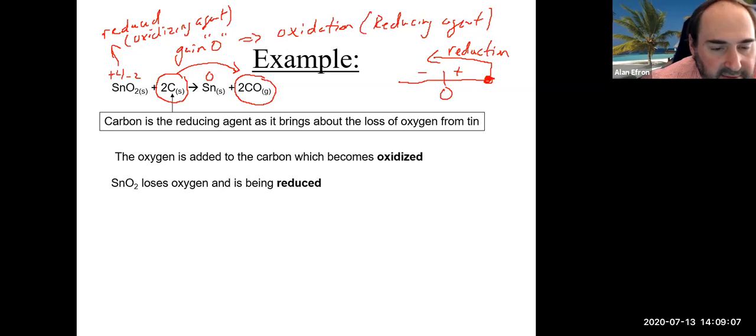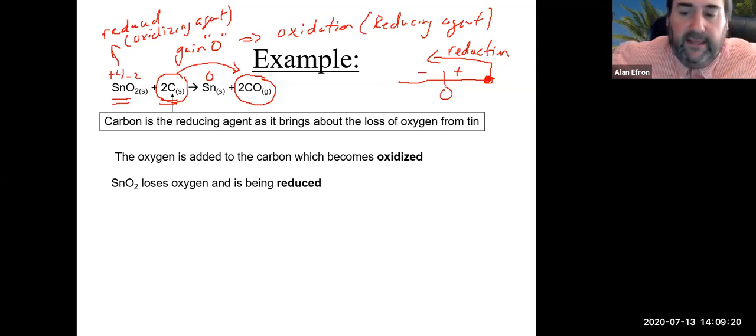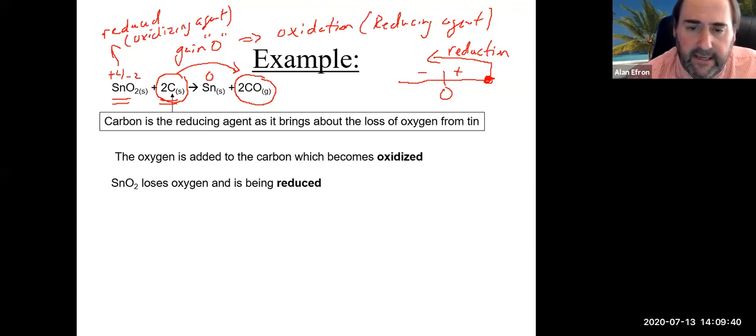So again, in this situation, the tin(IV) oxide would be your oxidizing agent. The carbon over here would be your reducing agent. So this is, again, another place where you could use the oxygen-hydrogen definition to figure out what's going on. Or in this case, if you couldn't remember that, you could still use the tin part of it. And if you're able to deduce that the tin is being reduced, by default, the carbon would have to be going through oxidation. Any questions on that?